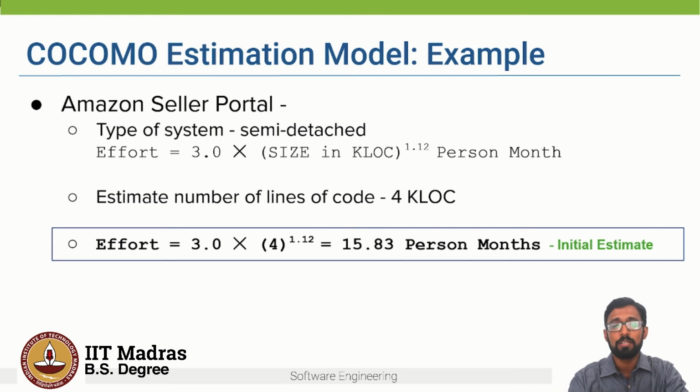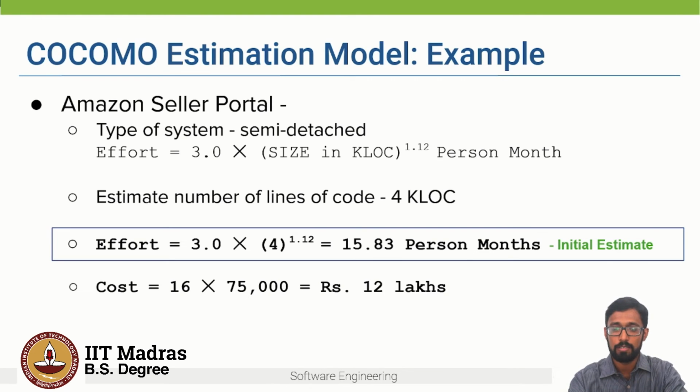And based on this, we can estimate the cost, right? So let's say that the average salary of the 16 people is 75,000 per month. So then the total cost comes up to around 12 lakhs.